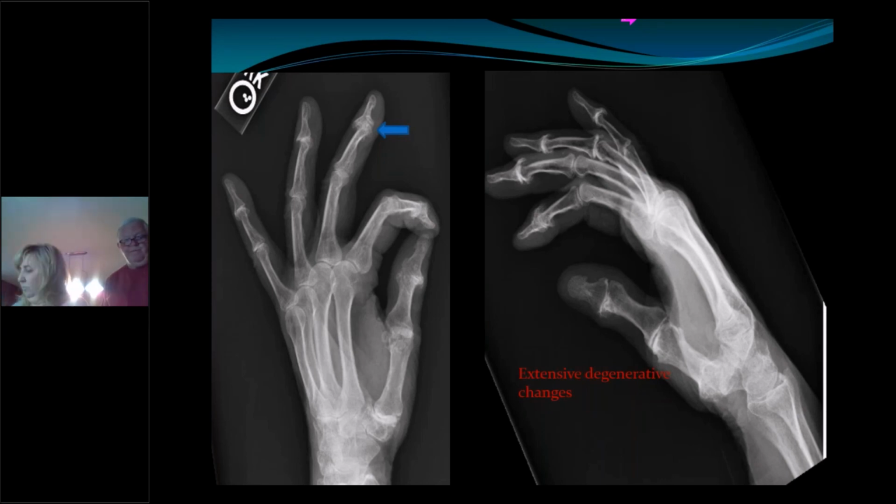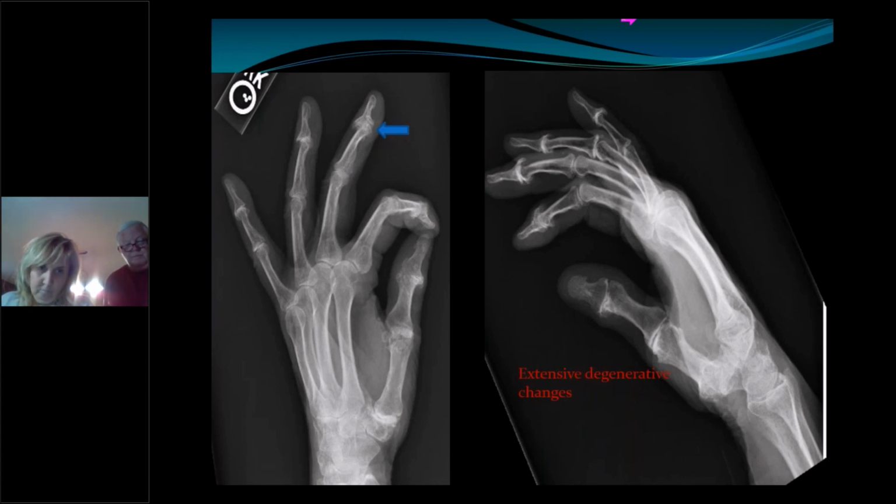If we look at these pictures, we got an AP and an oblique here on the left and a lateral on the right. We see these big old spurs coming off. Those are called Bouchard's nodes, and then we also have Heberden's nodes, which are the ones that you see on the PIP joints.